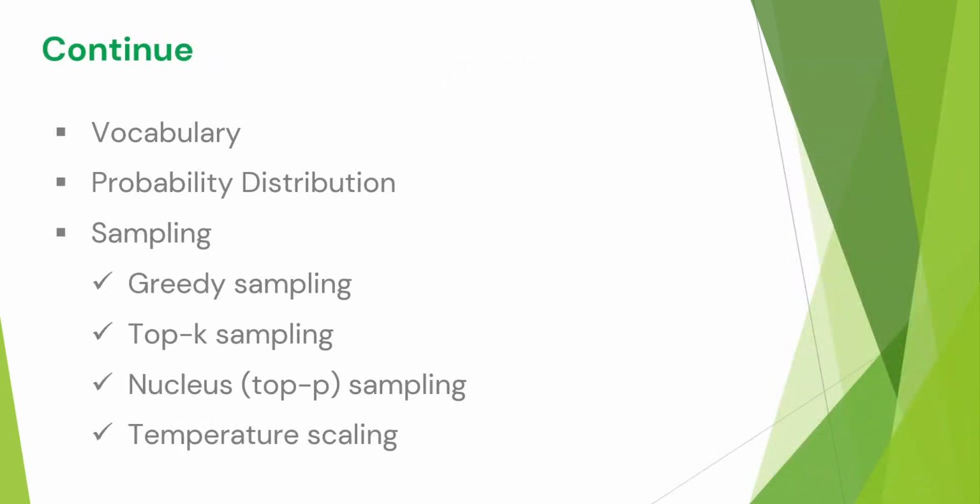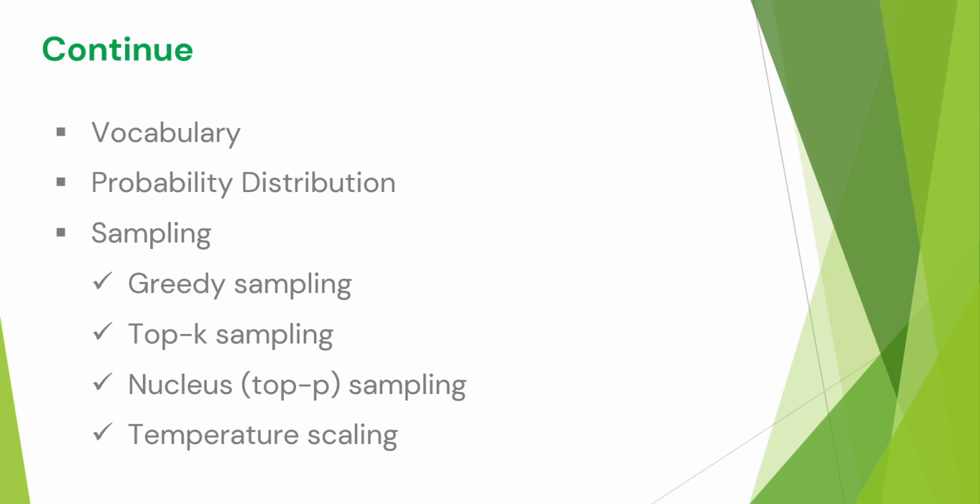Now, what is vocabulary? It is a set of all possible tokens that the model can use, and this vocabulary defines the range of words that the model can generate. Now, a probability distribution is a list of probabilities for each token in the vocabulary. Basically, it helps the model decide on the next token to generate. Now, sampling is the process of selecting the next token based on the probability distribution.